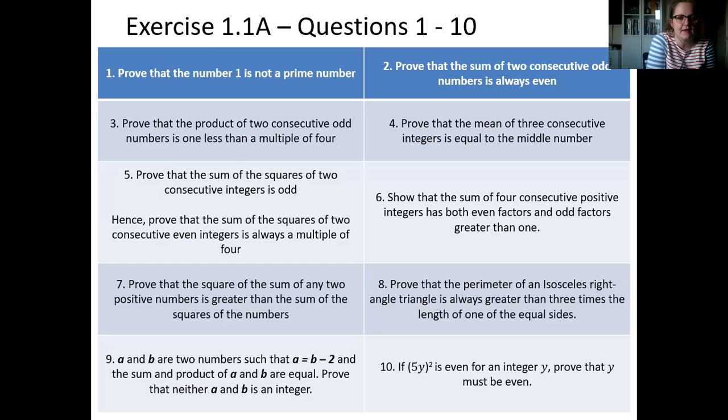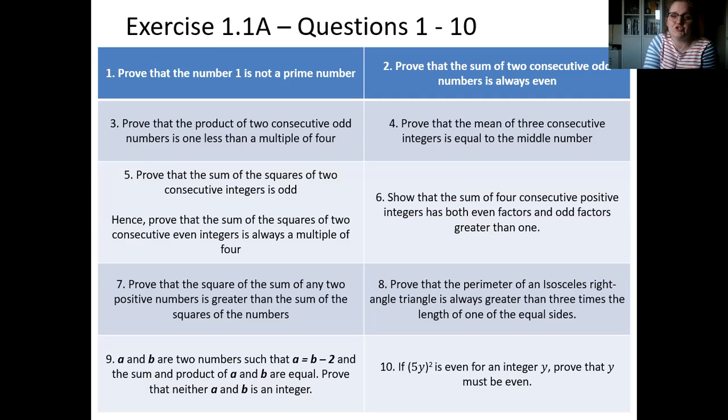Questions 5 to 8, we're looking at things now like prove that the sum of the squares of 2 consecutive integers is odd. Hence, prove that the sum of the squares of 2 consecutive even integers is always a multiple of 4. So we're getting into a bit more complexity when we need to do more multi-step processes.